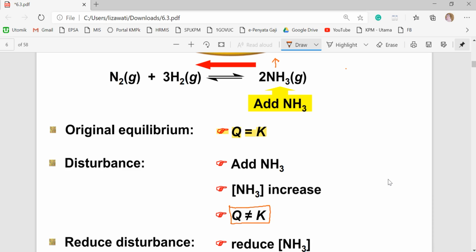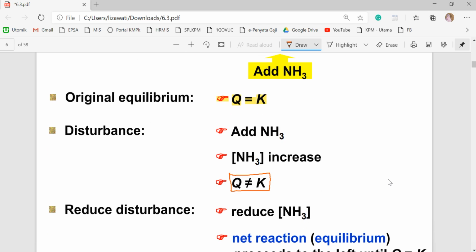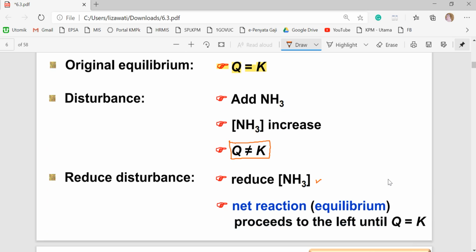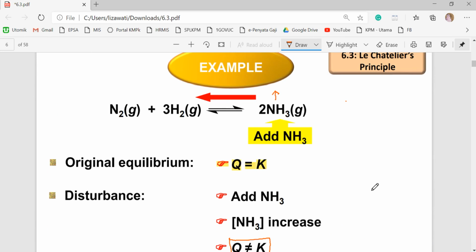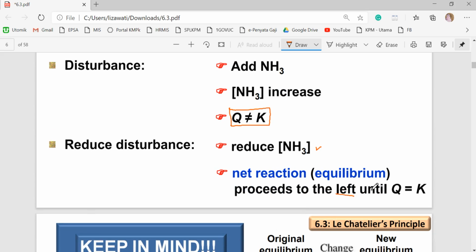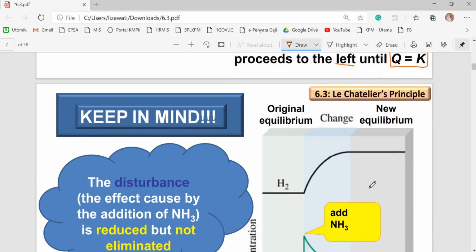So how to reduce the disturbance? We have to reduce the concentration of NH3. Therefore the equilibrium position will proceed to the left until Q is equal to K. Meaning that NH3 gas will decompose to form more nitrogen gas and hydrogen gas, until the system reaches the new equilibrium where Q is equal to K.